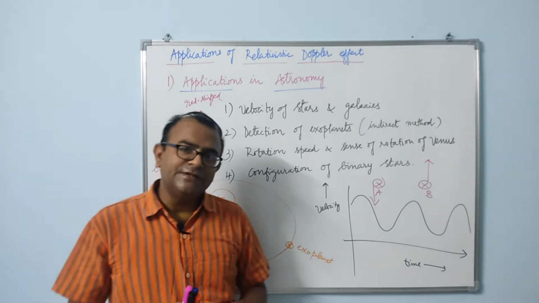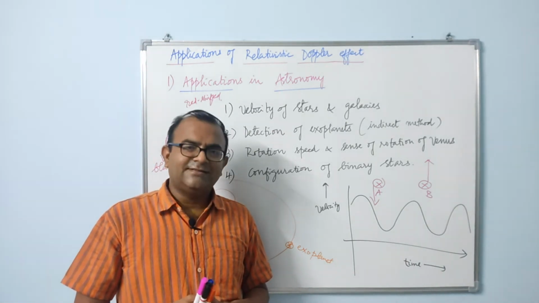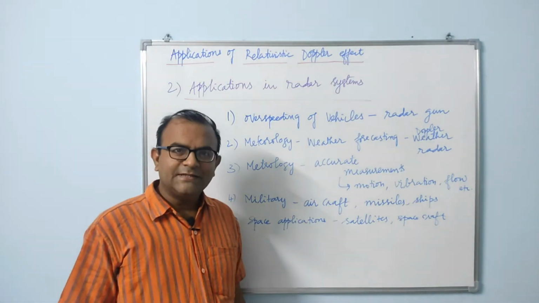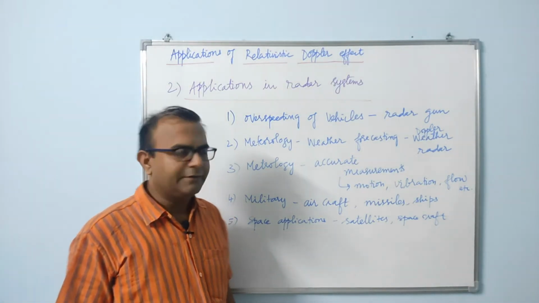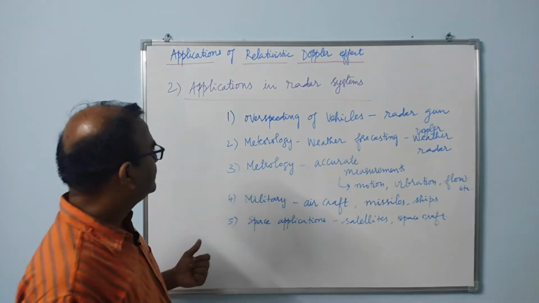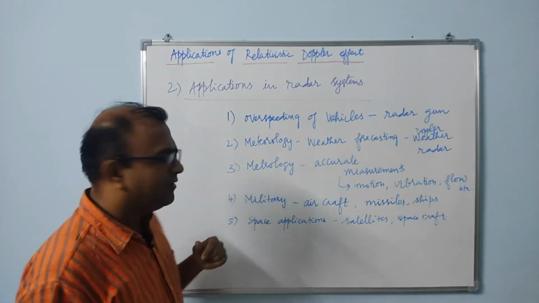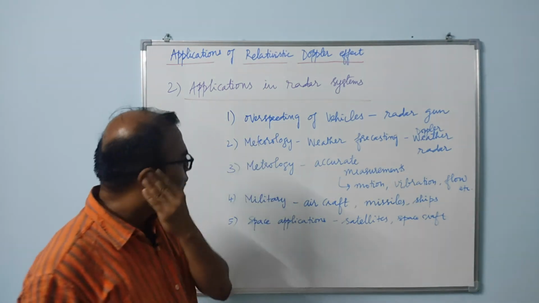Let us now proceed to discuss applications of the Doppler effect in radar systems. There are several applications under the category of radar systems. We are listing only a few of them. The first one is overspeeding of vehicles.